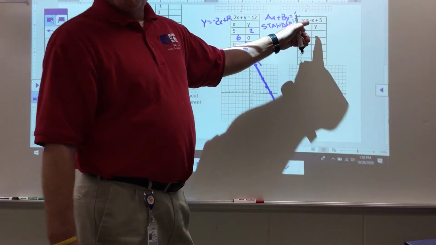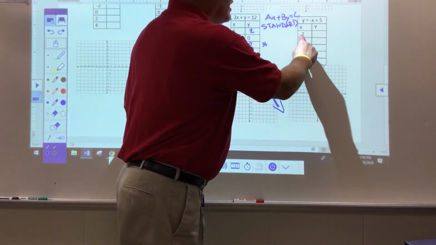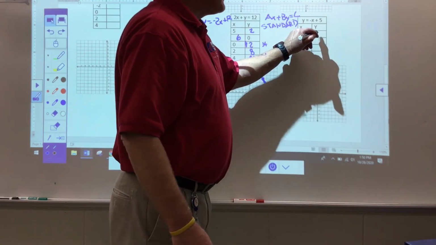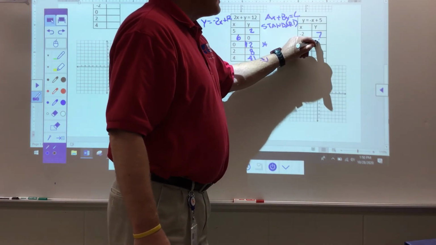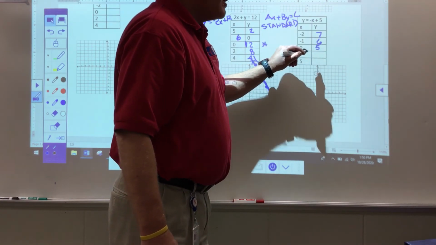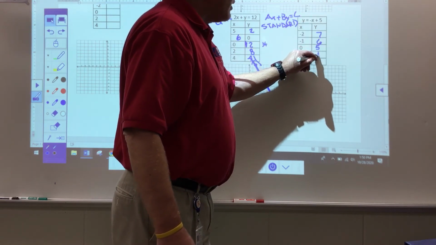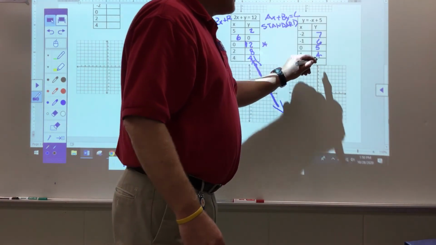This is a tricky one, so make sure if you're using your calculator to put it in parentheses. So we got the opposite of negative 2, which is 2, plus 5, we would get 7 there. Opposite of negative 1 is 1, plus 5 gives us a 6. 0 plus 5 just gives us 5. If we put 1 in there, we'd have negative 1 plus 5, which is 4. If we put 5 in there, that makes that negative 5 plus 5 gives us 0.